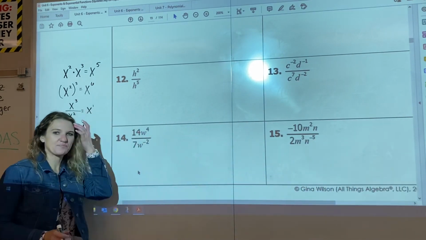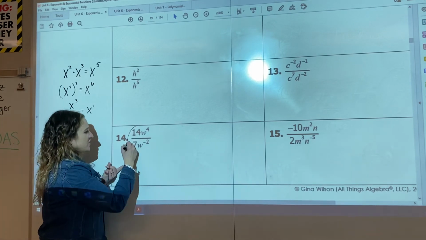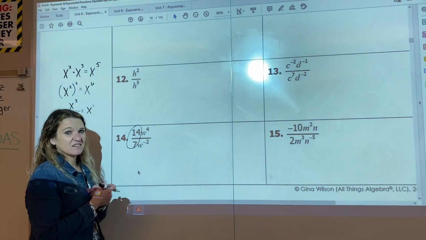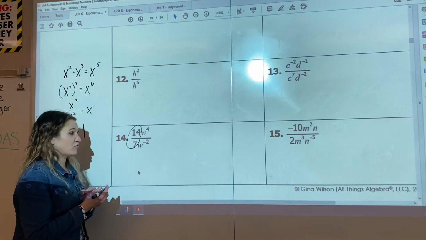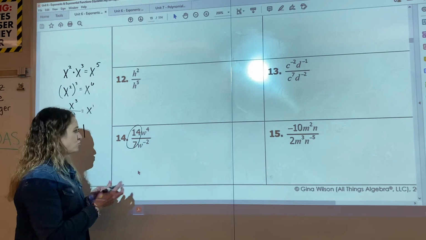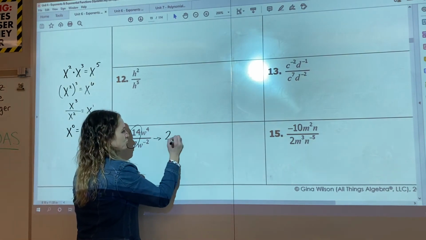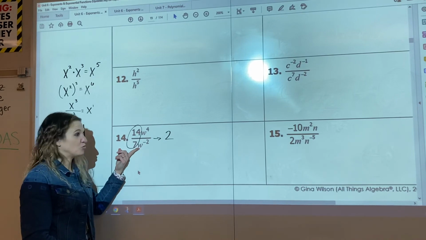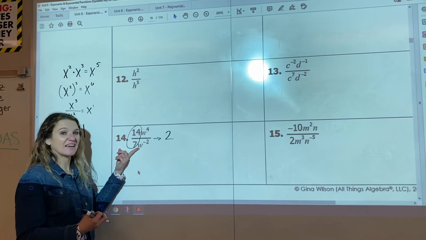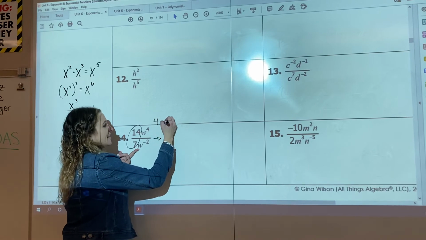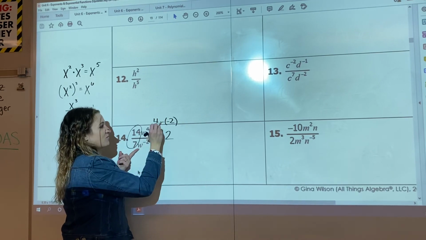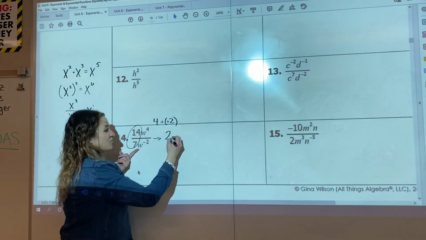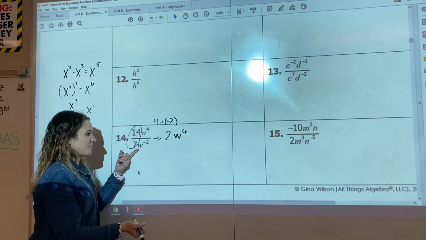Alrighty, let's look at this one. We're going to first address our coefficients. 14 over 7 would simplify to +2 over 1, where 14 divided by 7 is 2. So that's going to give me 2. Next, 4 minus -2, because we're subtracting. So we have 4 minus -2. We know that when we subtract a negative, we add a positive. So we're going to get w to the 6th power.